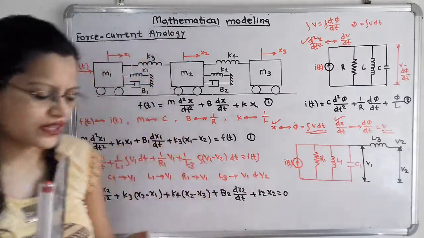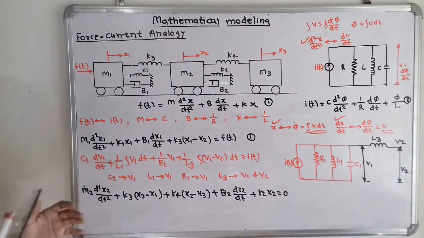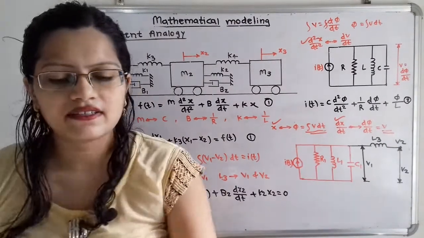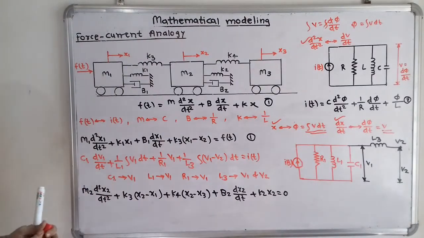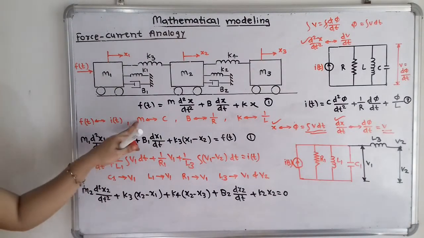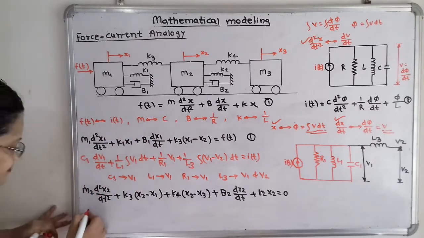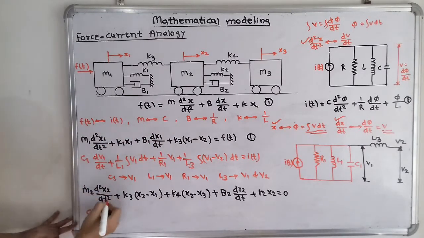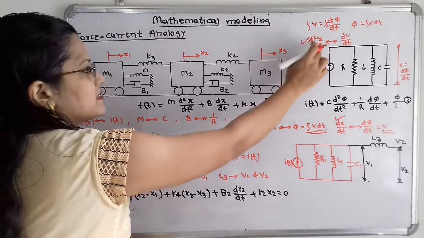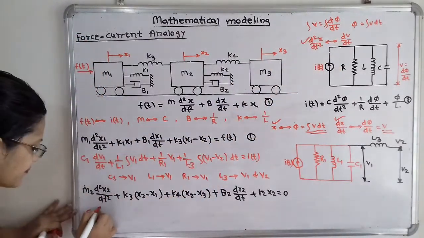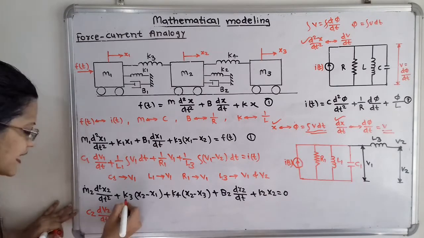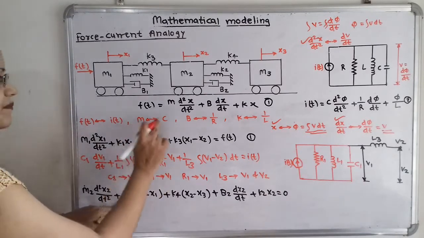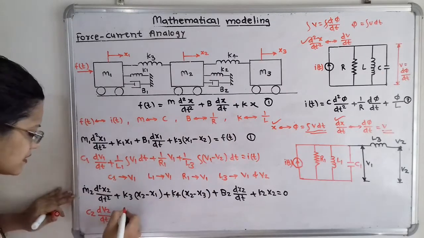Now we will move to the next circuit. So for the next circuit again I will write the analogous electrical equation. So here instead of M2, I will use C2, d square x2 by dt square. So d square x, that is dv2 by dt, plus k3. So instead of k I will use 1 by L3.